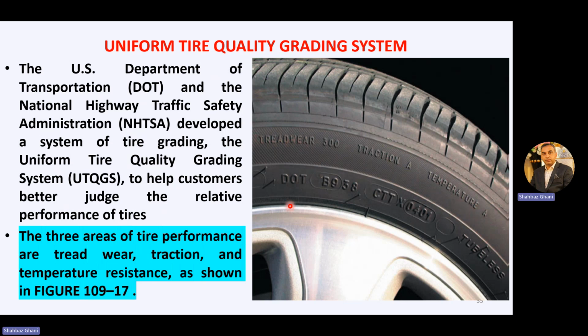So a few other pieces of information are written here. DOT B938 CTTX, and this 0401 means it was manufactured in the 4th week of 2001, as you have seen in the video clip. So it is a tubeless tire. So let's see the tread wear 300, traction A, and temperature, what these things mean.